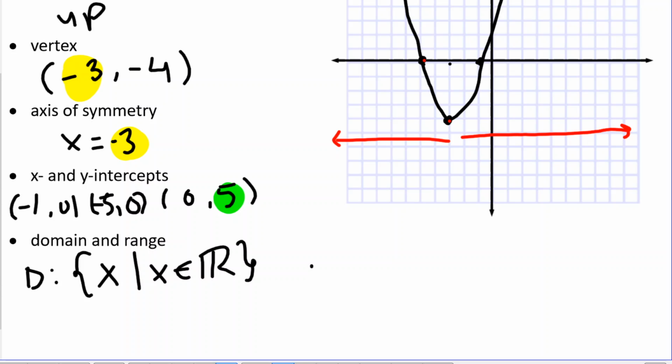The only thing that isn't a real number is when we get into imaginary numbers, and we don't look at those in this course. So this is our really fancy way of saying x can be anything. x is all real numbers.